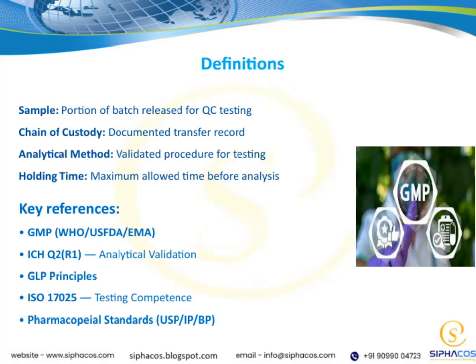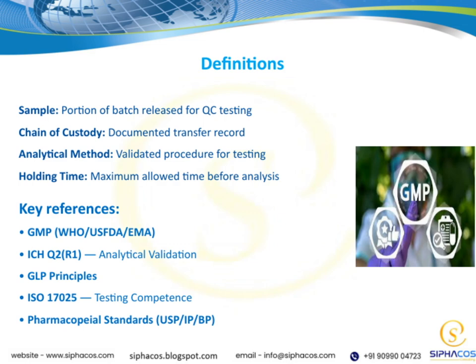Let's start by looking at some key definitions that are fundamental to our understanding of quality control and testing in the pharmaceutical industry. First, a sample refers to a portion of a batch that is specifically released for quality control testing. This is the material we analyze to ensure it meets all the required standards before it reaches the market. Next, the chain of custody is crucial. It's a documented transfer record that tracks the sample's journey from collection through testing. This documentation ensures traceability and integrity throughout the process.